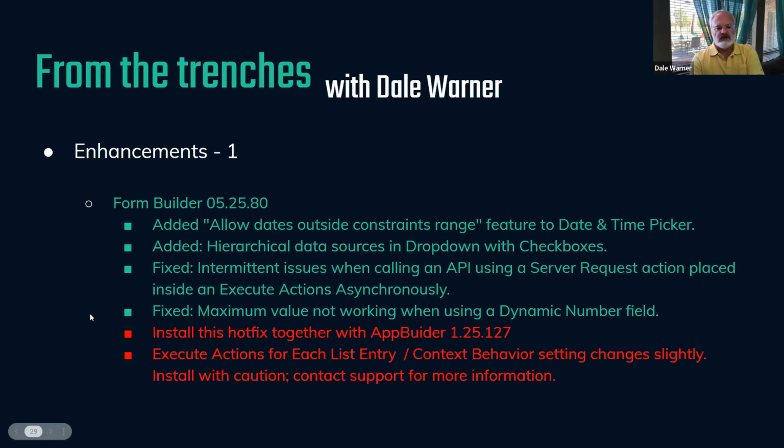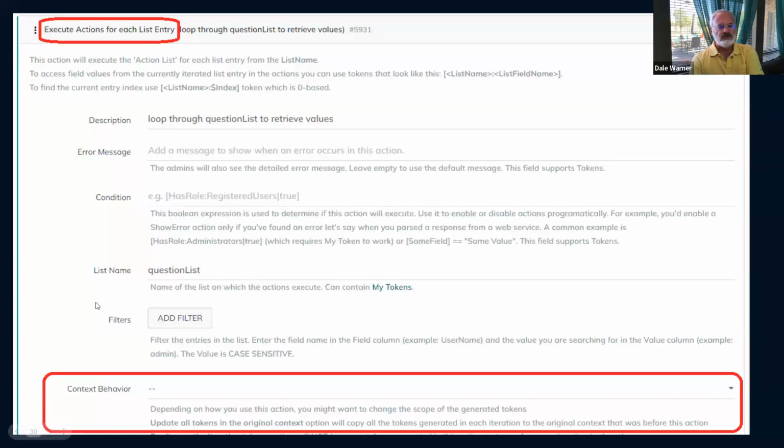And then the warning: for a particular feature, the execute actions for each list entry, the context behavior setting changed slightly. You can work around it quite easily, but if you don't know about it, it might cause you some grief. So we're just mentioning it, and it's a little hard to get into, but I'll point to where the feature is. This is the action, and this is the feature that we're talking about.